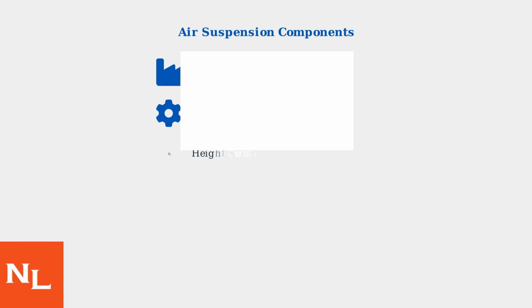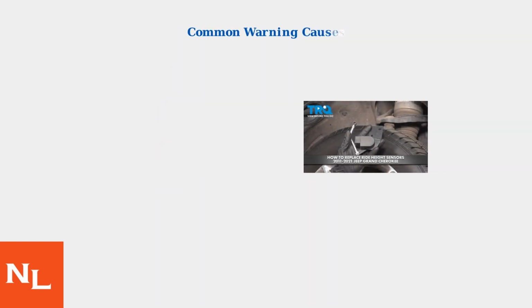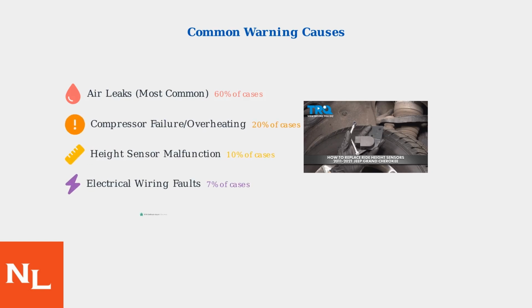Let's compare the two technologies side by side. The air suspension system consists of five main components that work together to provide automatic leveling, multiple ride height modes, and load compensation. The warning can be triggered by several common issues. Air leaks are the most frequent cause, occurring in struts, airlines, or fittings due to wear and corrosion.